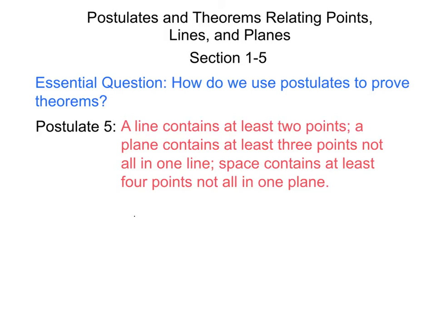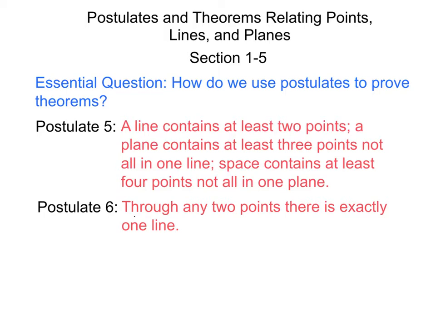The first of these postulates is postulate 5. It states, a line contains at least 2 points, a plane contains at least 3 points, not all in one line, and space contains at least 4 points, not all in one plane. Basically what this is saying is that 2 points define a line, 3 points define a plane, and 4 points define space.